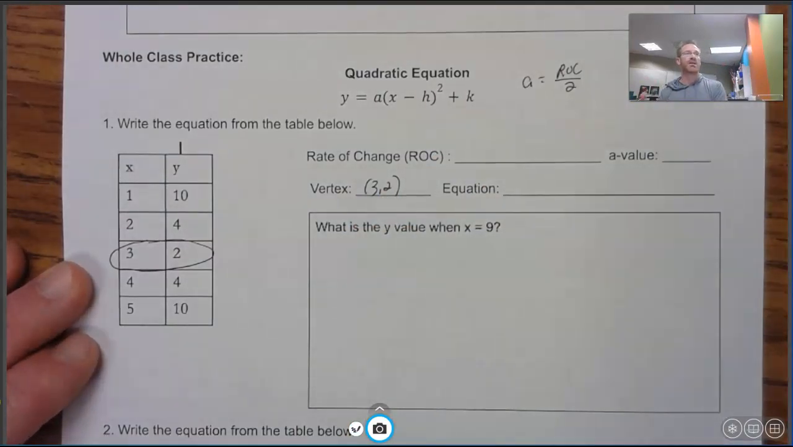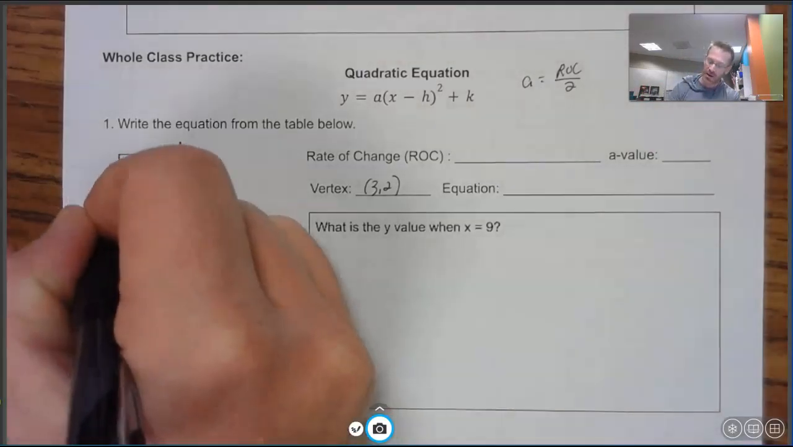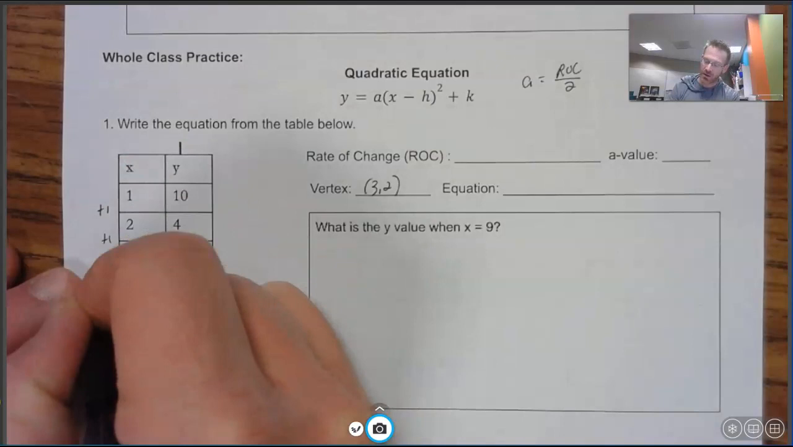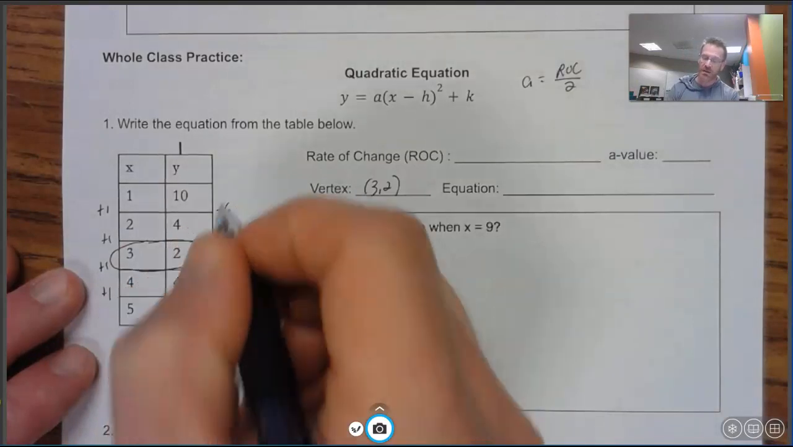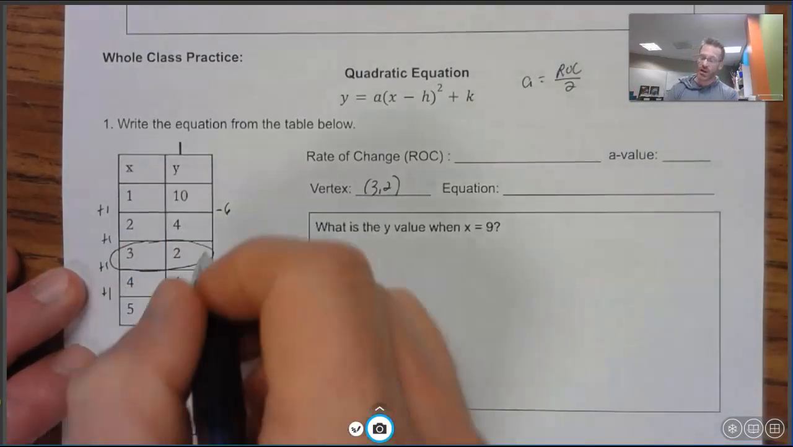So we jump into our rates of change to determine which of those 2 functions we have. Looking at our x's, we can see that they all increase by 1. Now let's look at our y's. 10 to 4, I go down 6. 4 to 2, I go down 2.